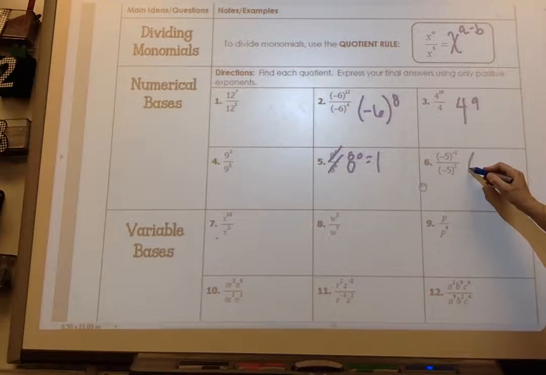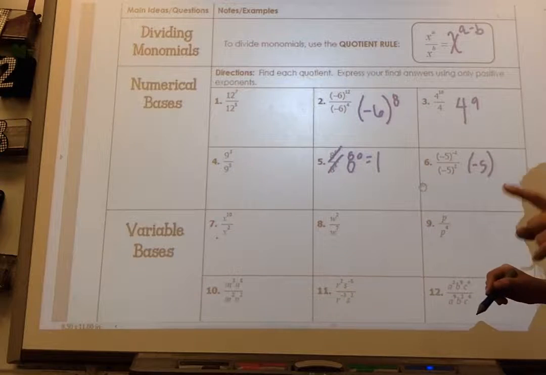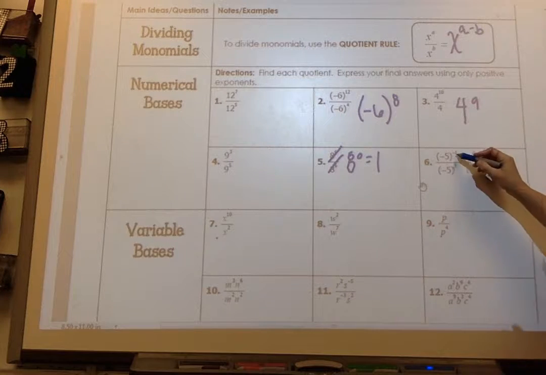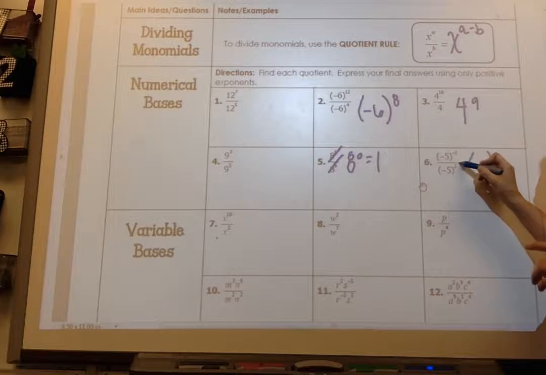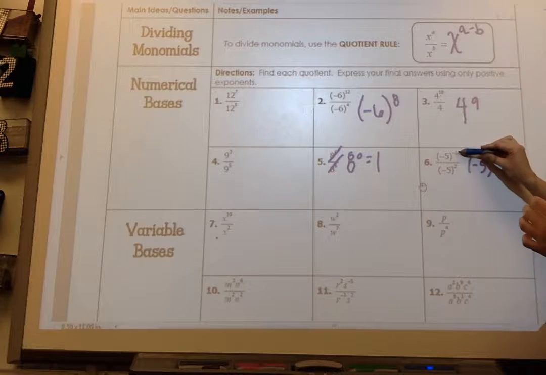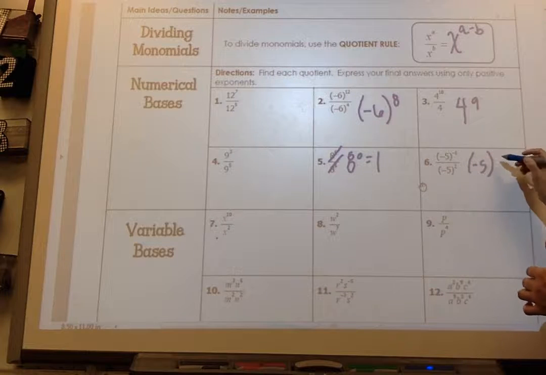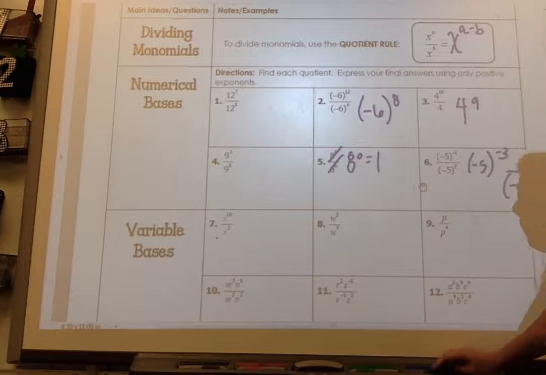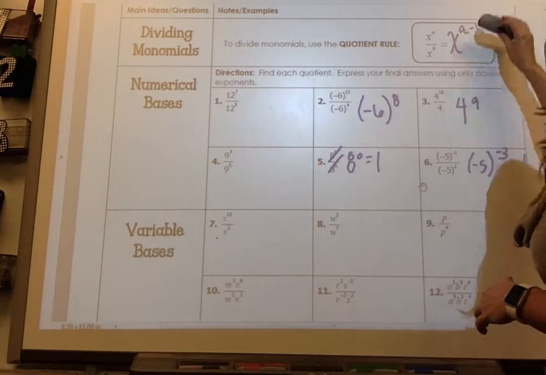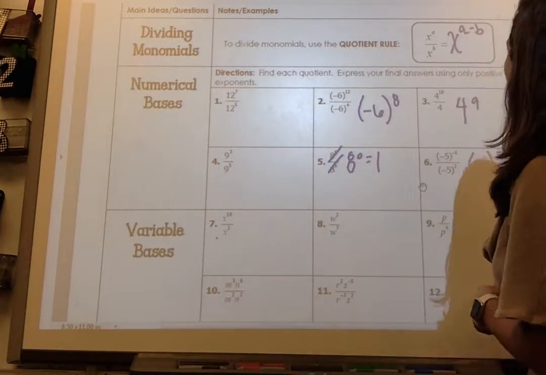Over here, I have negative 5. This is tricky, so be careful. I have negative 1 minus 2. So think of this fraction bar when you use your rule. It's negative 1 minus 2, which is a negative 3. So I have to flip it. 1 over negative 5 to the 3rd power. Okay? So that's when you have numerical bases. Let me erase that out.